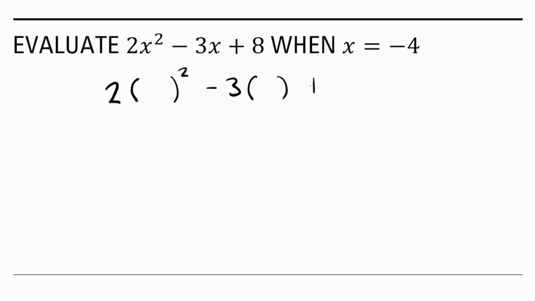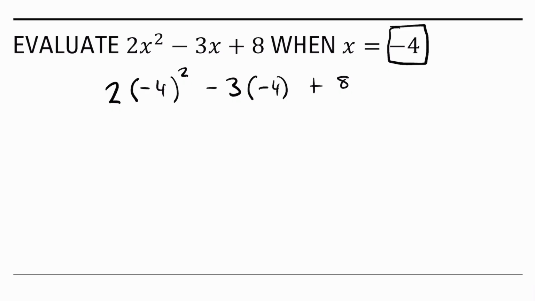And so it would look like that. Then I would go back and substitute in my value, which will be negative 4, into those brackets where the x is supposed to go. And so now I can see that I have an exponent, so I'll be dealing with that first.